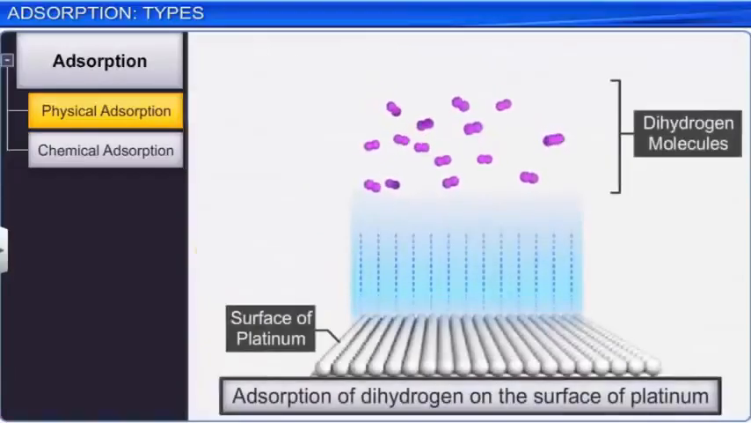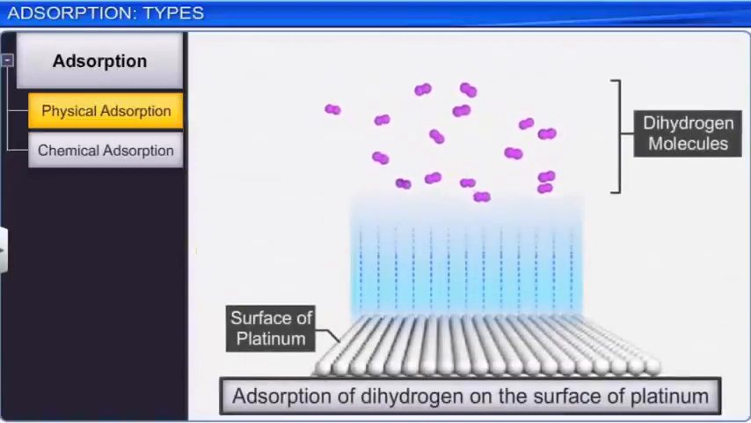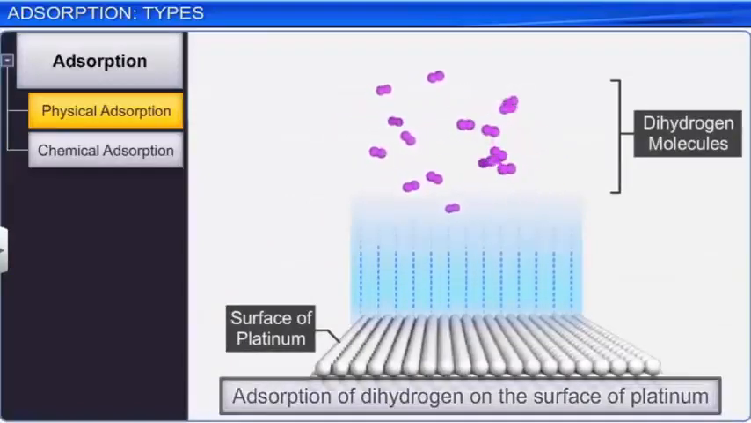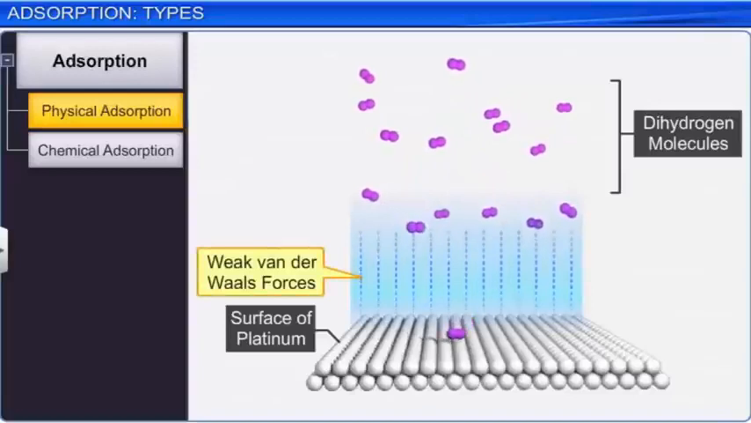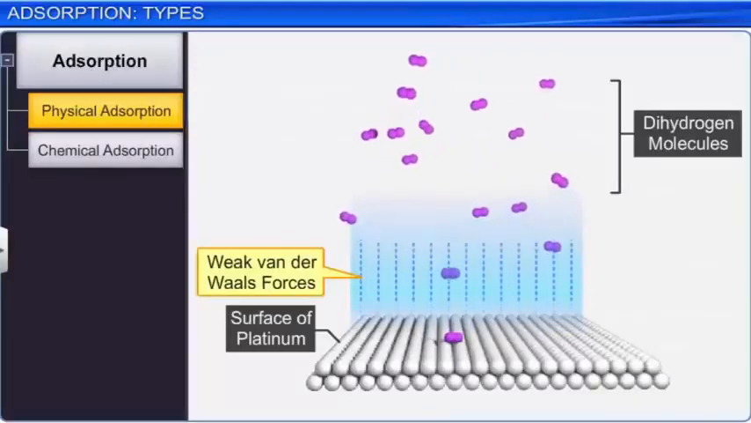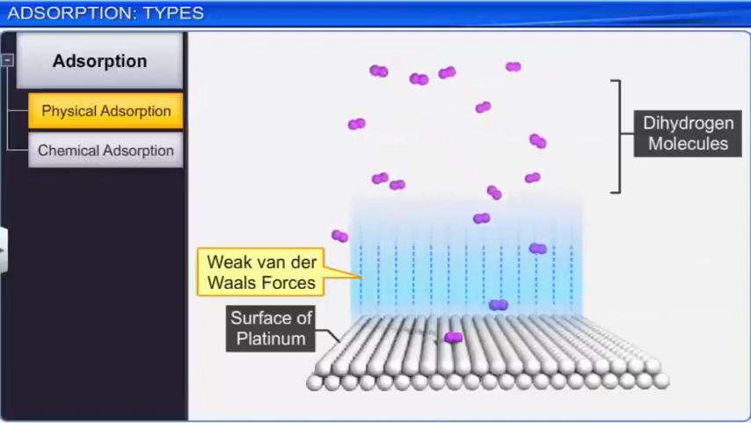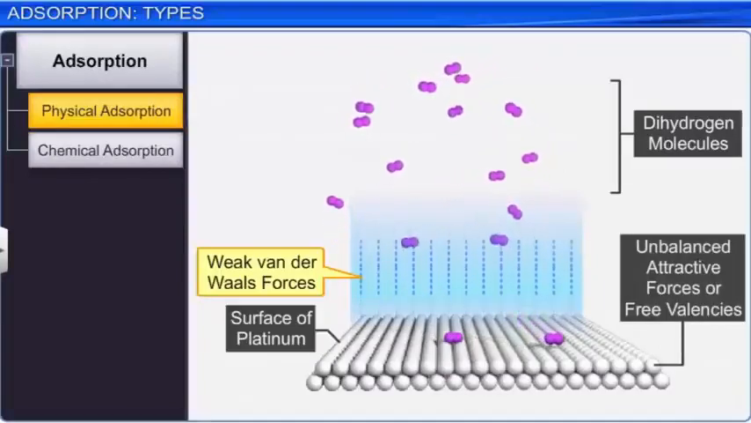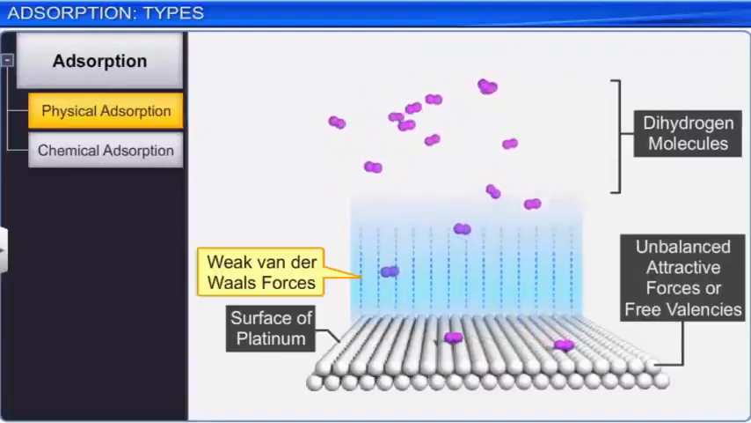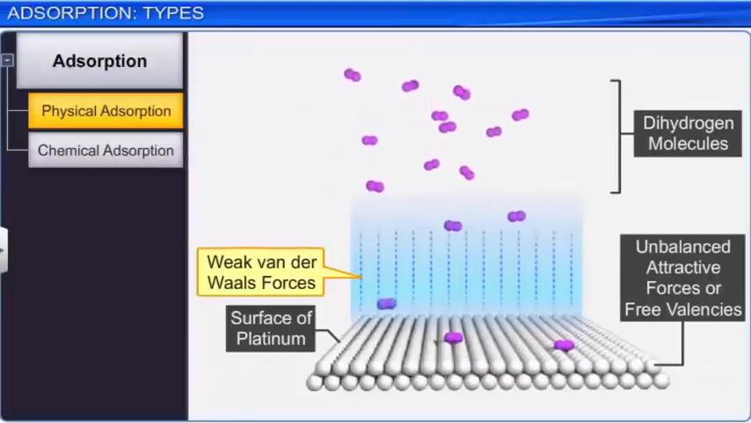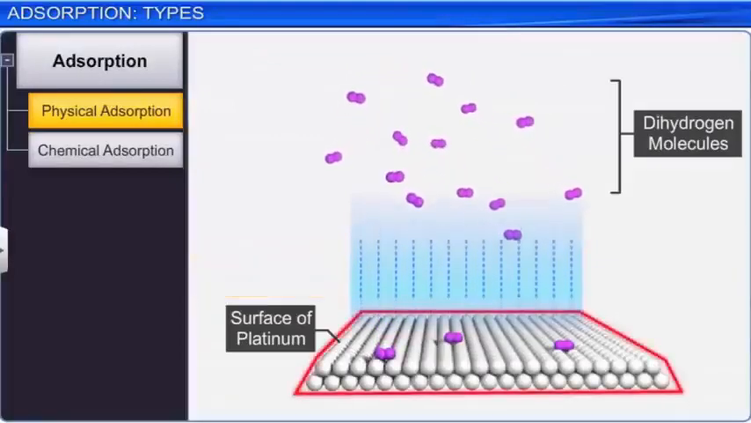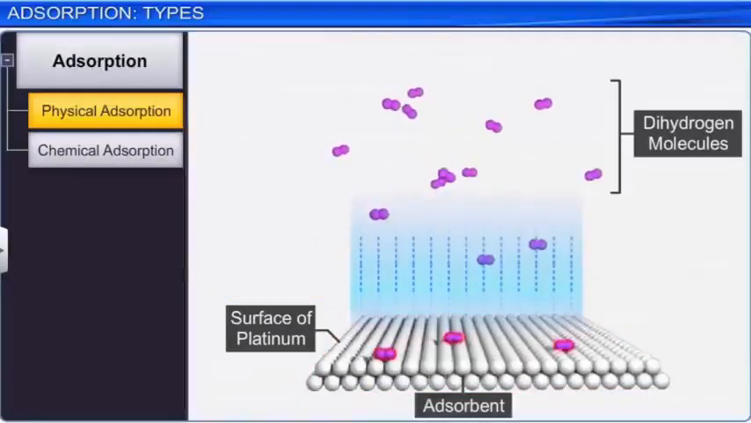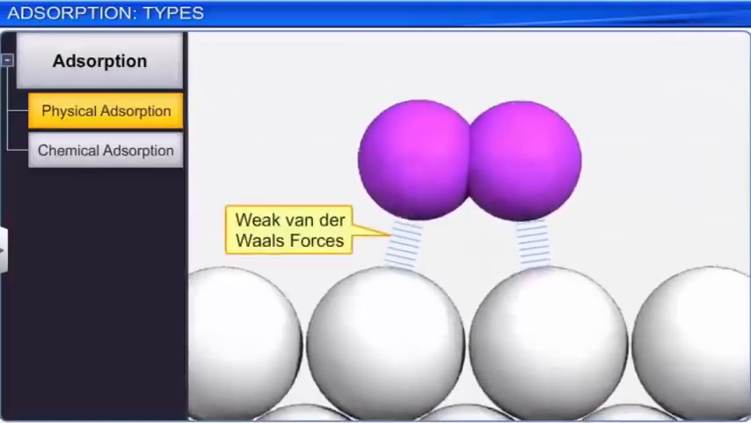In the adsorption of dihydrogen on the surface of finely divided platinum, hydrogen molecules are first attracted towards the surface of platinum by weak van der Waals forces, and then adsorbed due to the presence of unbalanced attractive forces or free valencies on the metal surface. This is physical adsorption. Here, platinum is the adsorbent and dihydrogen molecules the adsorbate. Note that there is no chemical bonding between the adsorbent and the adsorbate.